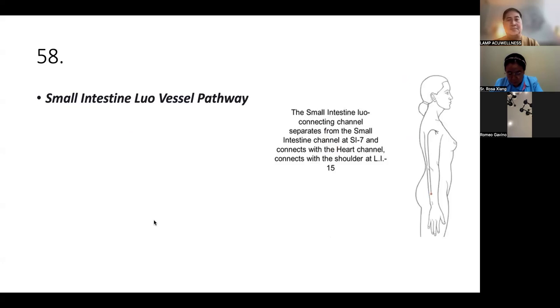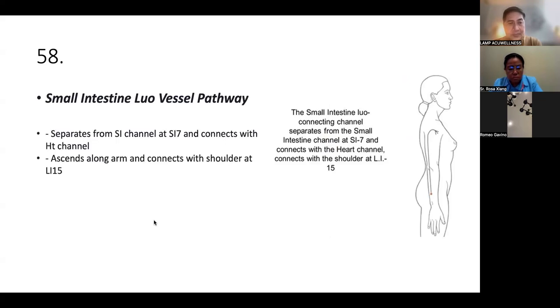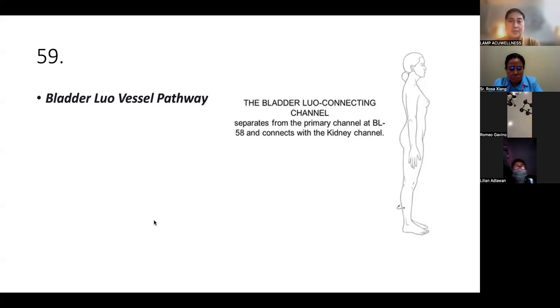Small intestine luo vessel. Separates from the SI channel at SI7 and connects with the heart channel, and then ascends along the arm and connects with the shoulder at LI15. Okay, so LI 15.